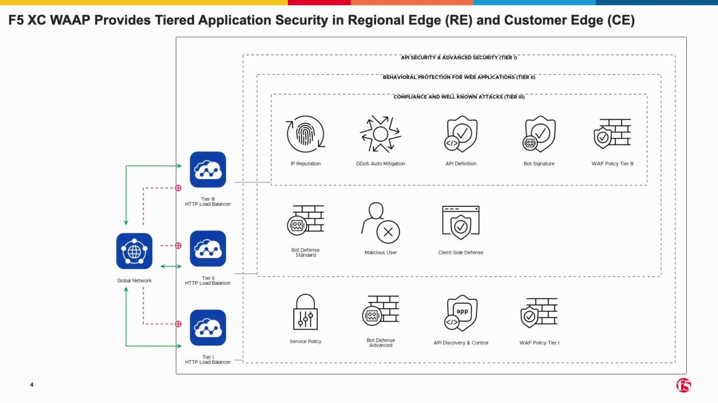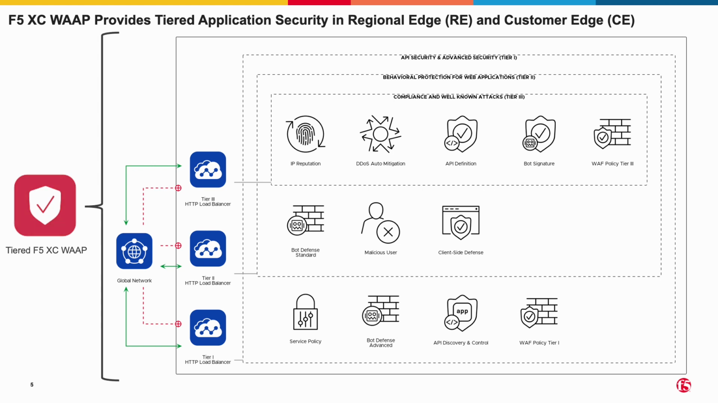At the heart of this solution architecture is the tiered F5 XC WAAP capability shown here. Deployed within the F5 Distributed Cloud Regional Edge and Customer Edge, it provides 3 tiers of application security for low-risk, medium-risk, and high-risk applications. All of these components are collapsed into a single red tiered F5 XC WAAP icon on the left to make it easier to show how and where it is deployed in the regional edge and customer edge on the slides that follow.